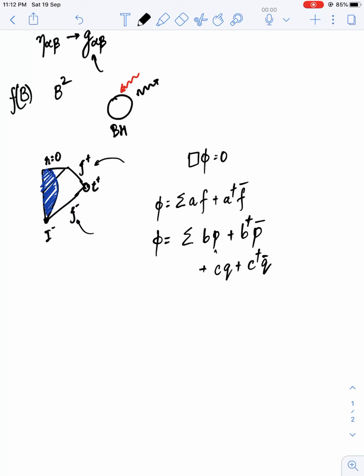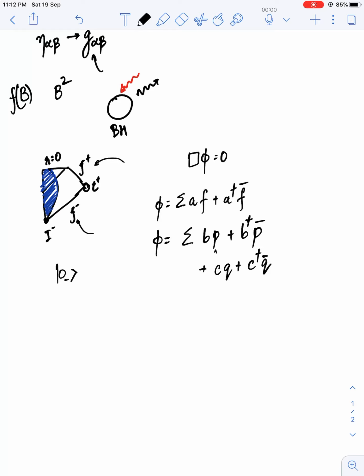So initially, when the collapse starts, we are at this point, we are here. We have the vacuum represented by this, and this vacuum has the property that it is going to get annihilated by A.